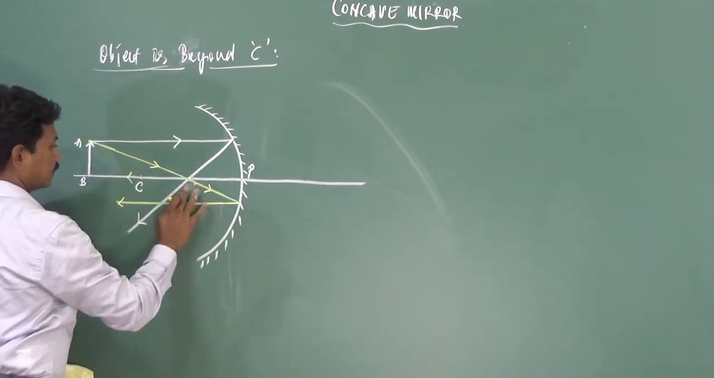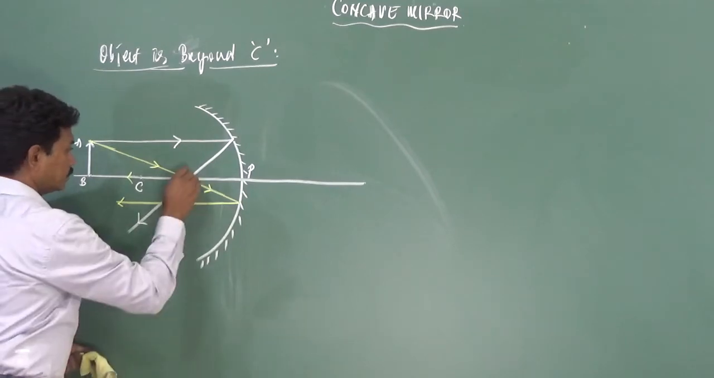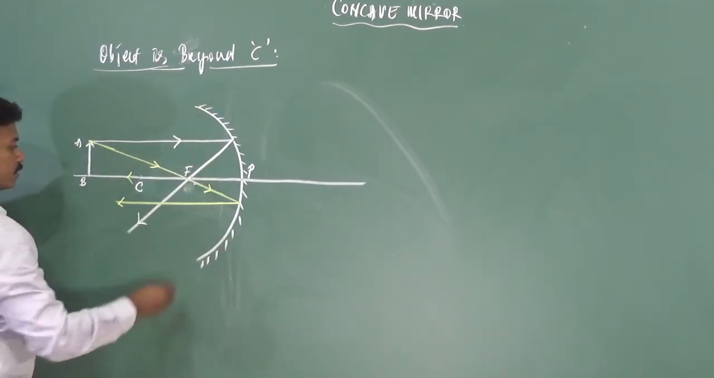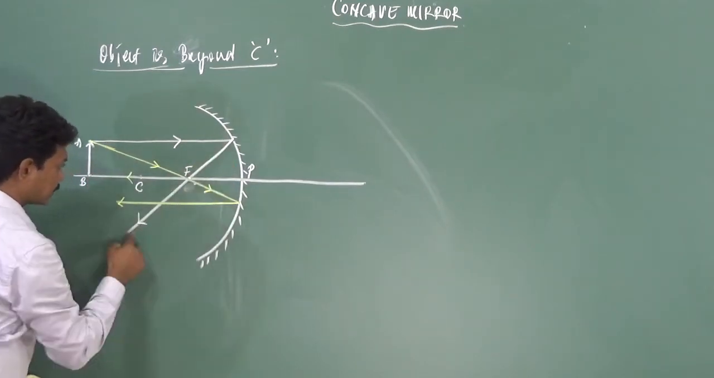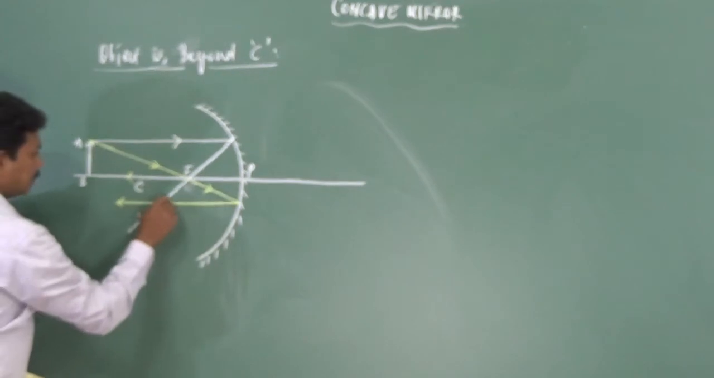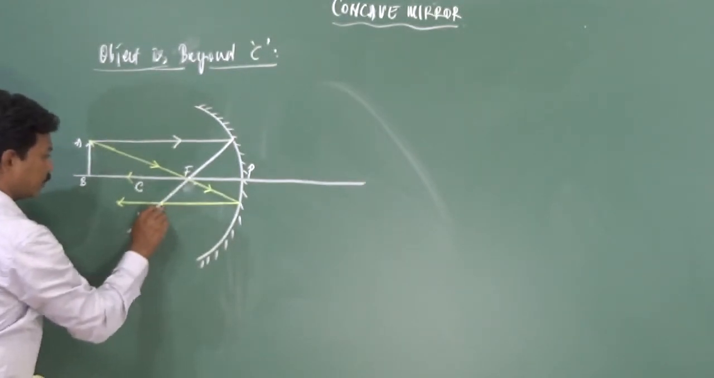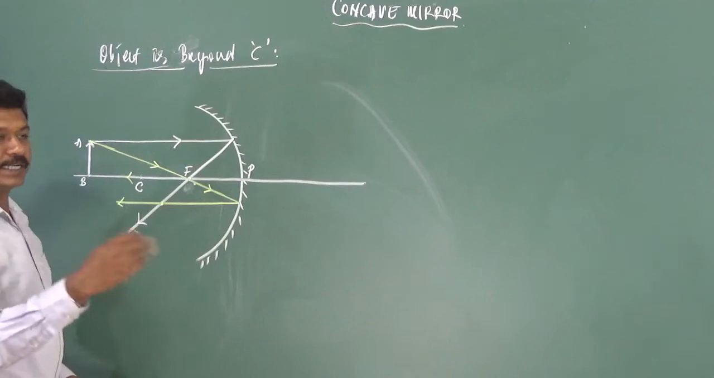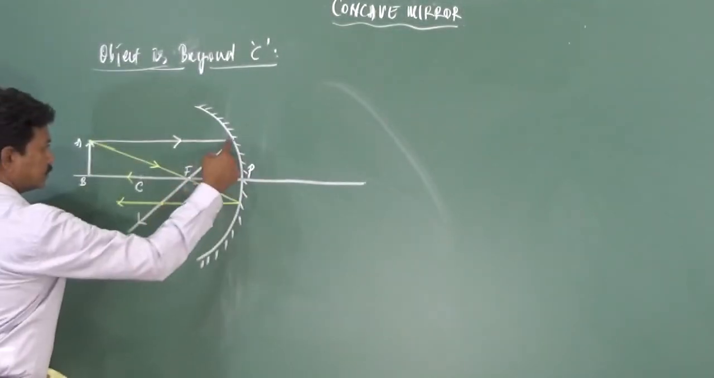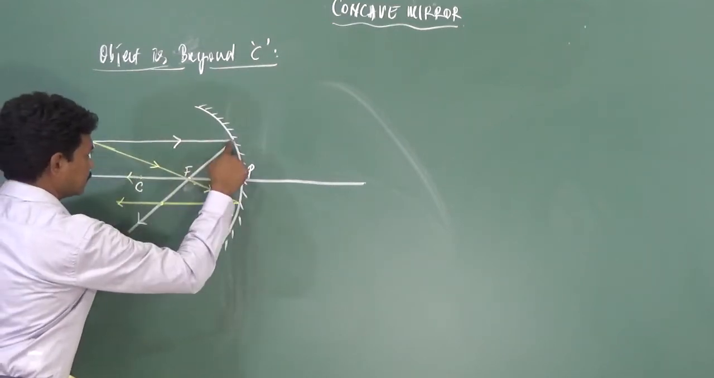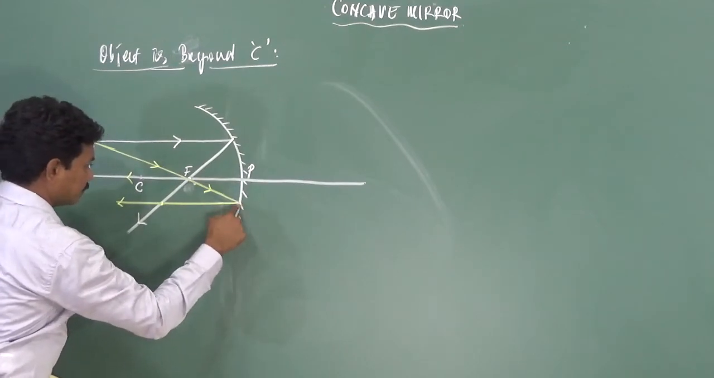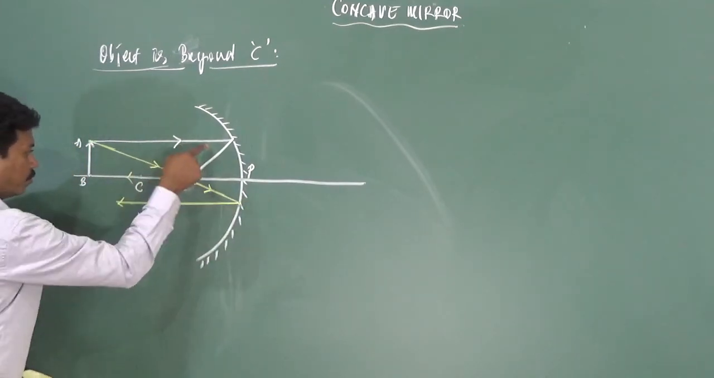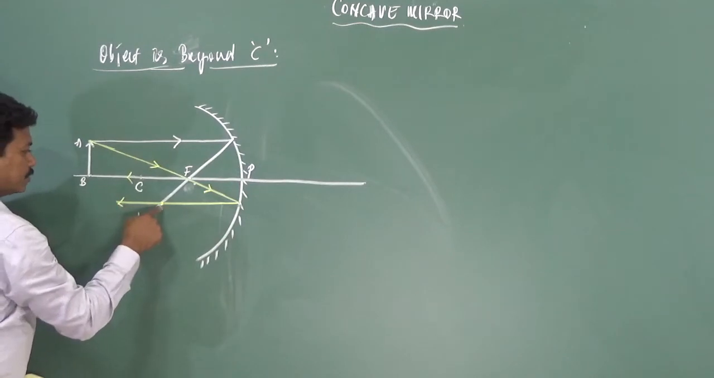Now here, this is the principal focus. At this point we can see the two reflected light rays meet each other. The light ray comes like this, gets reflected, and goes like this. The other light ray comes in this direction, and after reflection it goes like this. So both the light rays after reflection are meeting at this point.